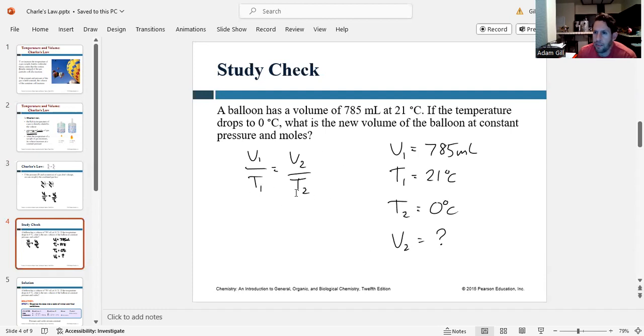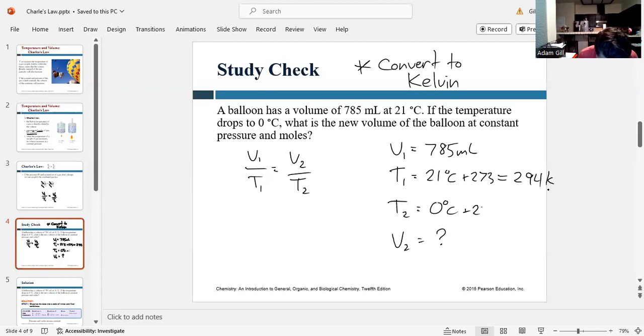Now, whenever we're doing these, we have to be in Kelvin. So don't forget to convert to Kelvin. So to convert to Kelvin from Celsius, you always add 273. 21 plus 273 is going to be 294. And 0 plus 273 is just 273 Kelvin. And so we'll be using those values for our equation.